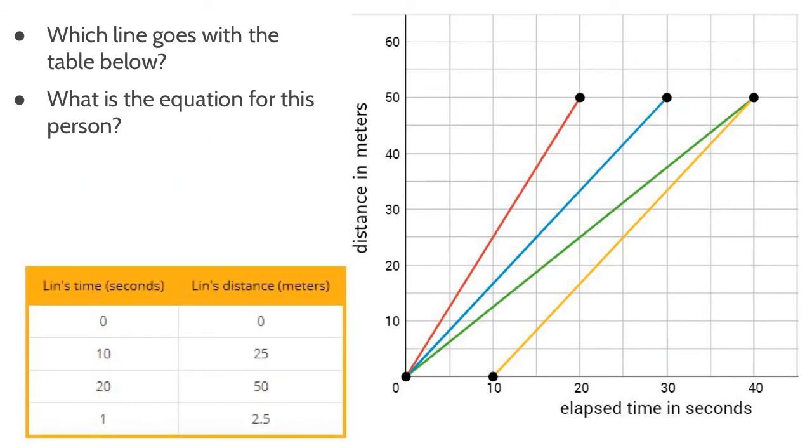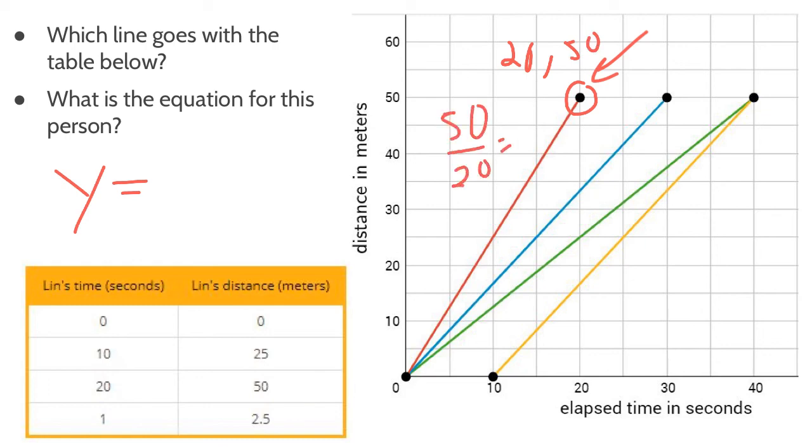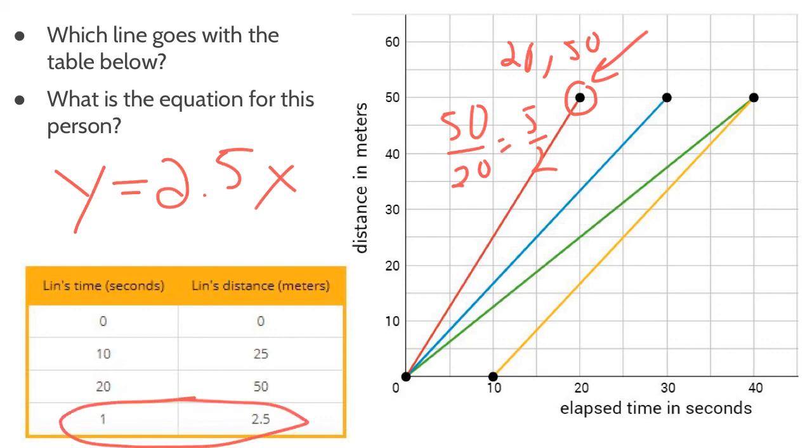What line goes with this table, and what is the equation for this? Well, the table goes with the red line. What's the equation going to be? Well, it's going to be y, and then we look for our unit rate, which is hard to see here. But if we took one of the points along there, which is 20, 50, we could do 50 divided by 20, and that would give us 5/2, or 2.5x. Okay, that is going to be the rate. And we can see in the table that is the unit rate.